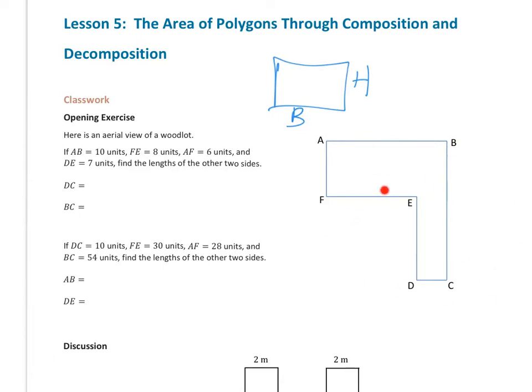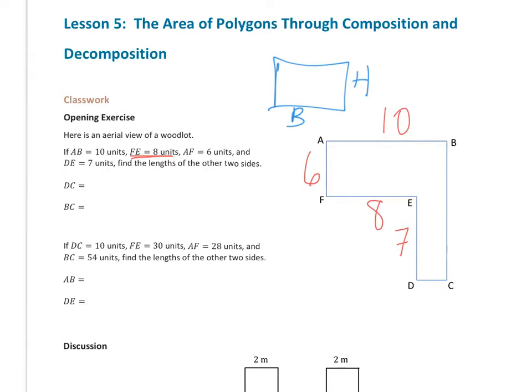So this is a woodlot. And in the directions, they're giving us the length of the sides. So side AB means the line between point A and point B, and that's 10 units. FE, so between F and E, is 8. AF is 6. DE is 7. So now we have to find the lengths of the other two sides.